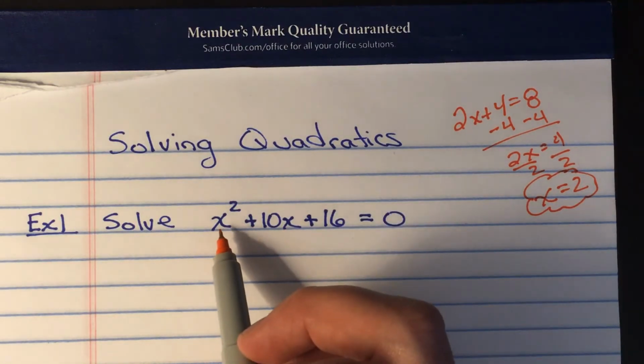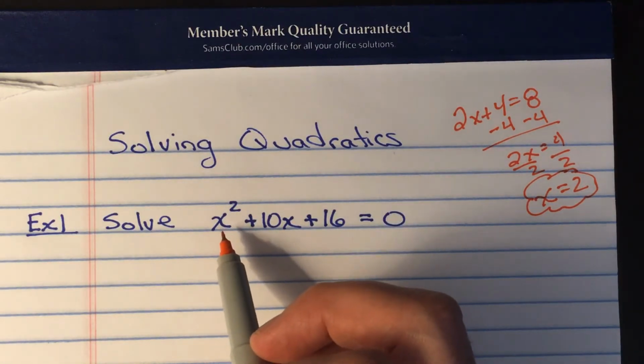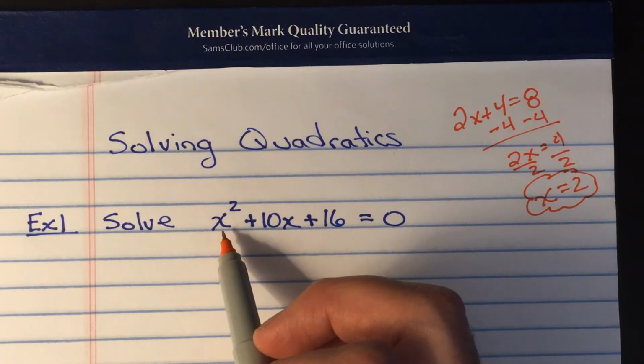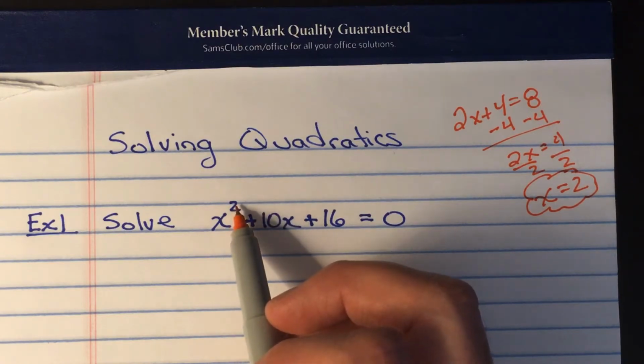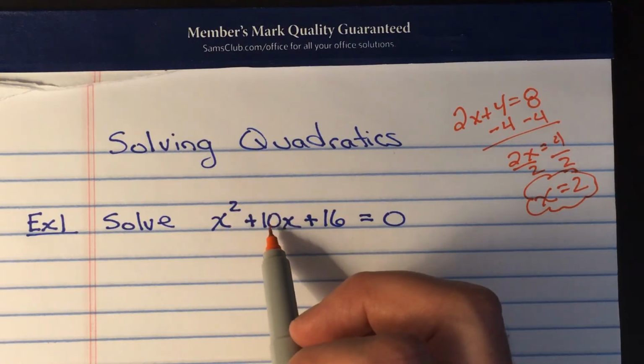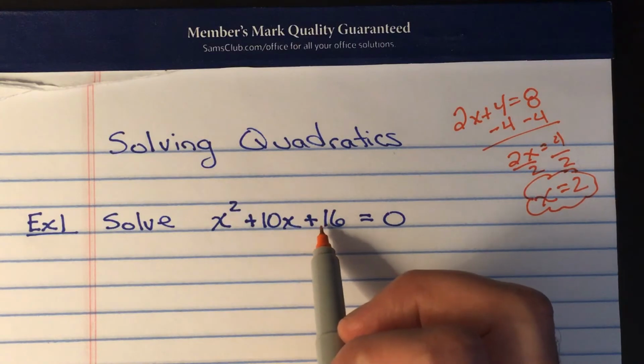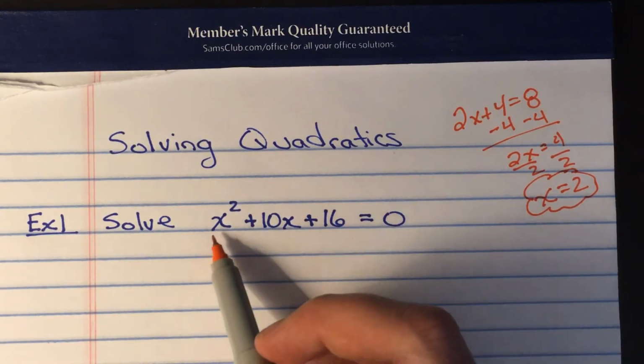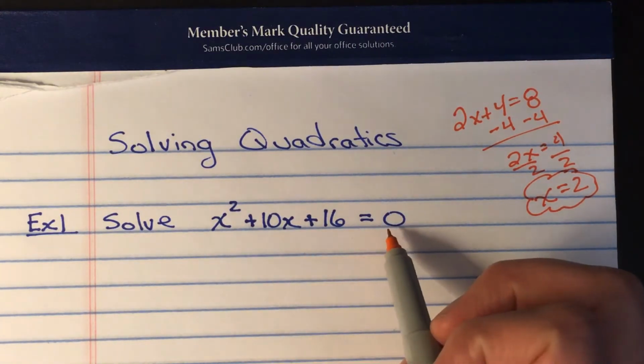So can you think of a number that could go in for x, that if you took that number and multiplied it by itself, that's what squared means, plus 10 times that number plus 16, your final answer, if you did all that addition, would be 0?